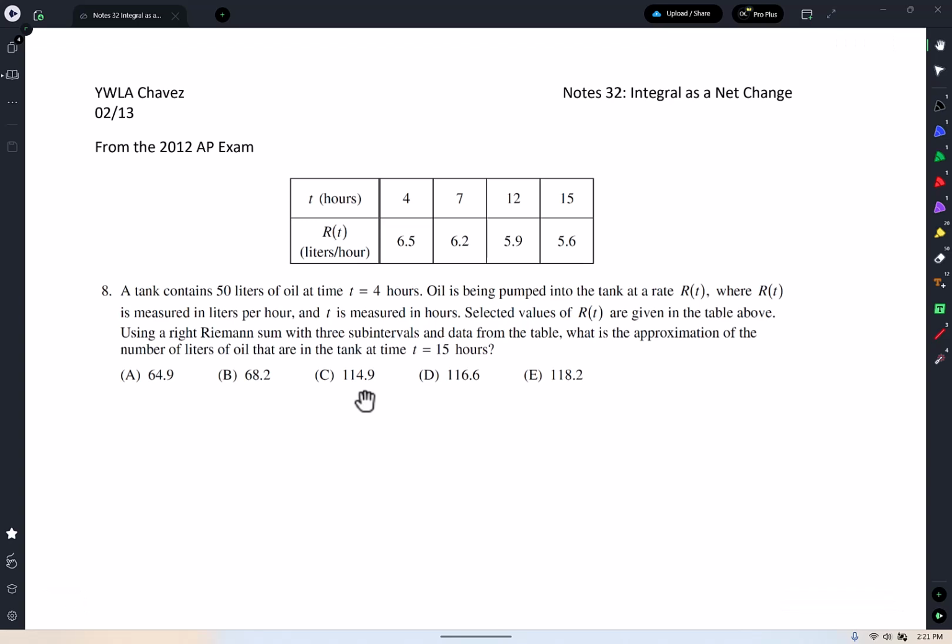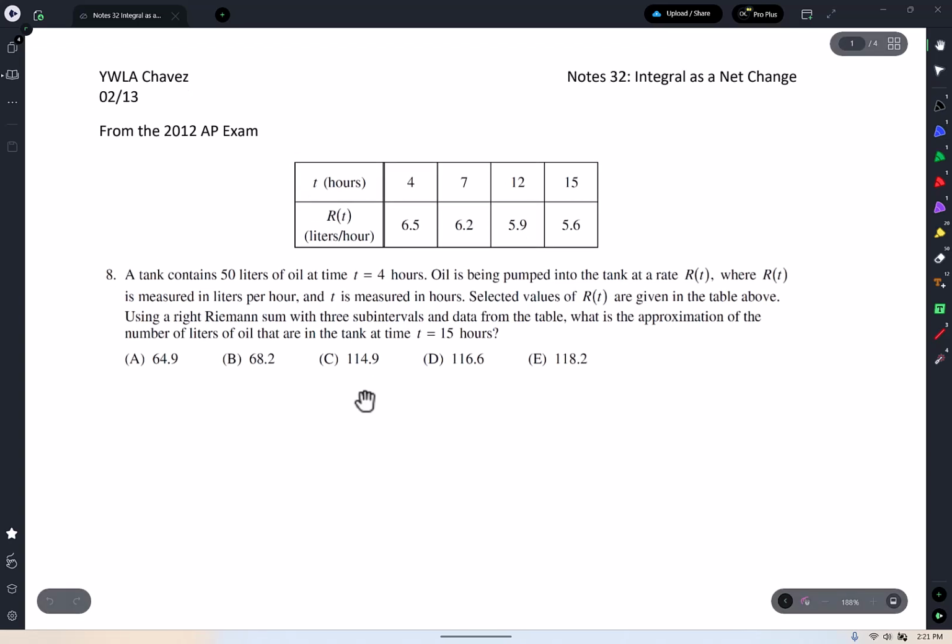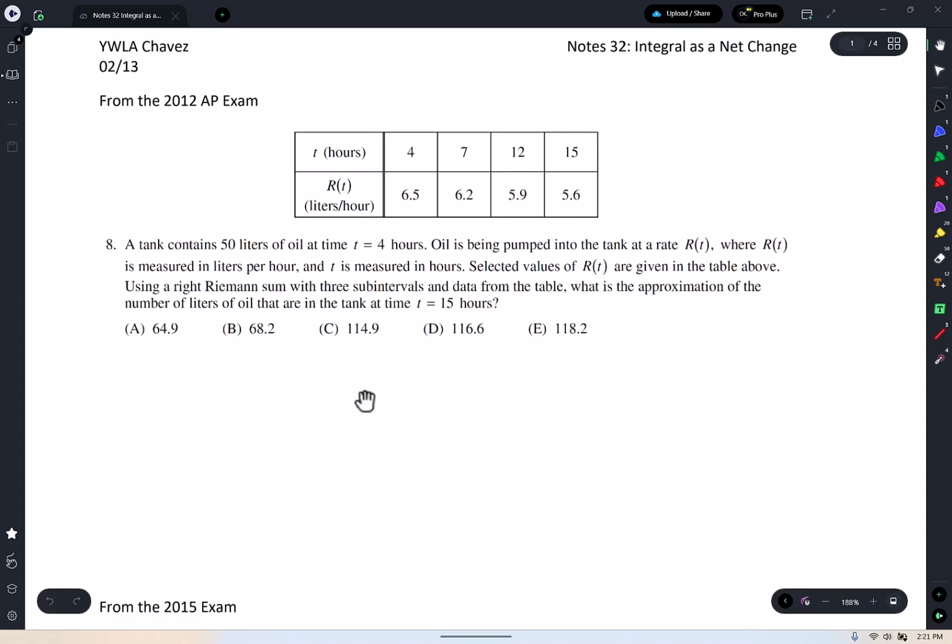Let's start. All right, notes 32, integral as a net change. Originally, notes 32 was going to be more antiderivatives and all that good stuff, but I feel like we need to talk about this right now. This is from the 2012 AP exam. No calculator. Let's see if we can do this. Let's read it, guys. This is a no calculator question.